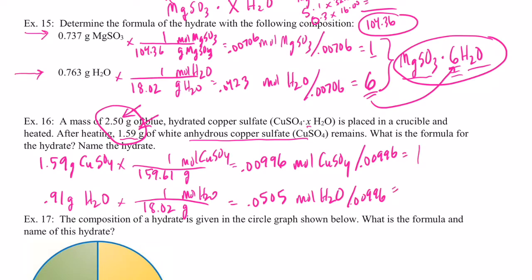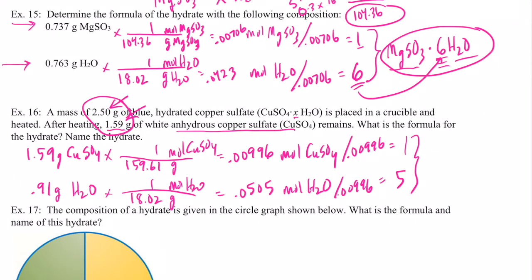And let's see what we get. That's a 1. 0.0505 divided by 0.00996. That's a 5. So that means the formula for my hydrated compound would be CuSO4·5H2O. So the name of that would be copper 2 sulfate pentahydrate. Wasn't that the example that we started this particular video off with? I believe it was. Okay?